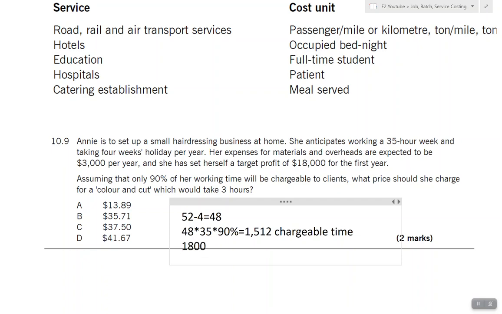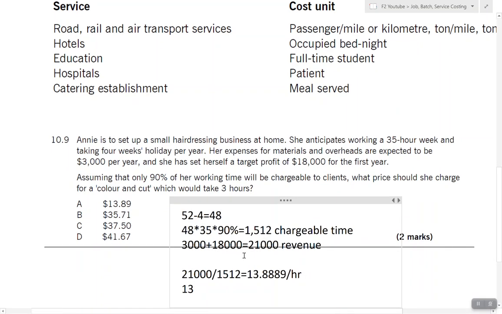So if she wants to earn 18,000 profit, and there is 3,000 cost that is going to be incurred, which means she needs 21,000 revenue in this time that she's working. If I take 21,000 divided by 1,512, it becomes 13.88 per hour. But remember, she works 3 hours, so directly multiplying by 3 will give us 41.67 per client, which is D.